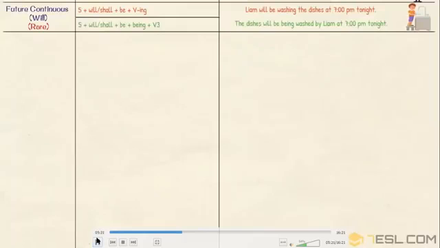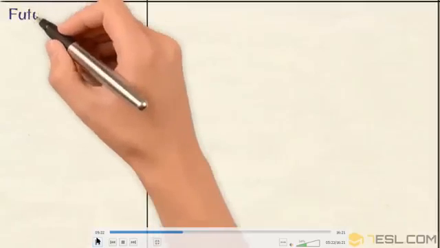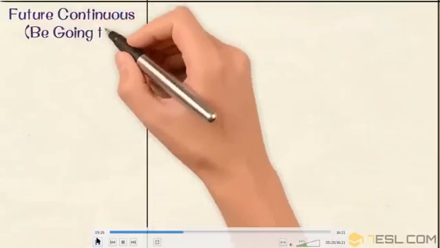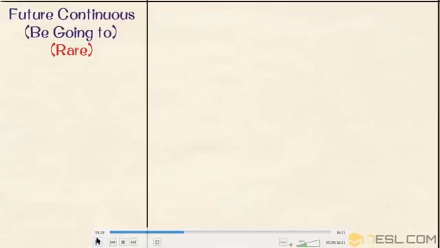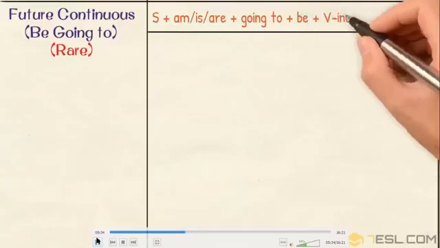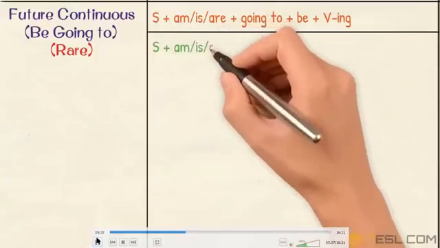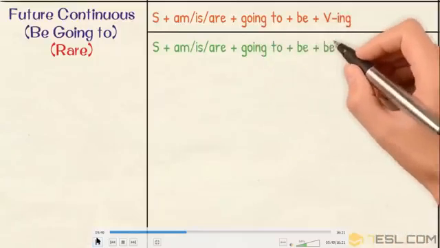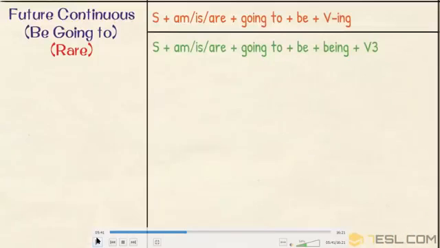Now the structure of future continuous, be going to. That is very rare also. Subject, then am, is, are, plus going to be, plus verb ing form. And when we are changing it into passive voice, that will be subject plus helping verb am, is, are, plus going to, then be, plus being and the third form of the verb, that is the past participle.